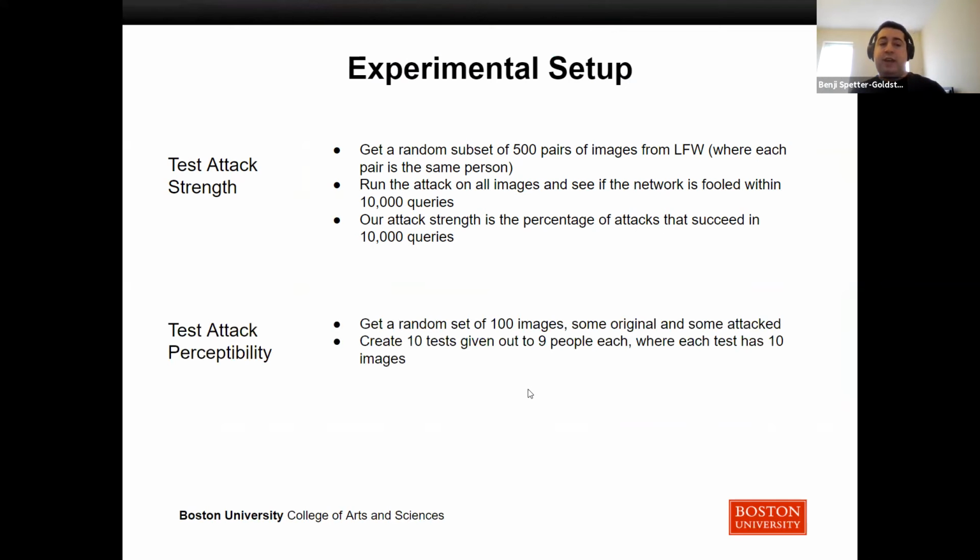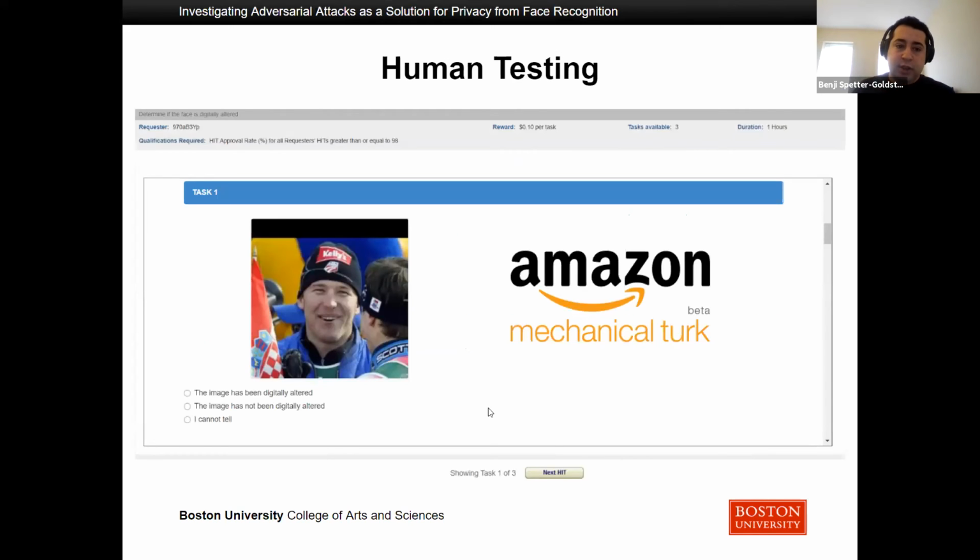Then we want to test the attack perceptibility for humans. So we get a random set of 100 images. Some of them will be these original unaltered images, and some of them will be attacked, altered images. And we give 10 tests out to 9 people each, where each test has 10 of these images, and we ask them to tell us whether they think they've been altered or not using an example. After giving them an example of what you saw before, they can very clearly see what an altered image might look like. So here's an example of the human testing setup.